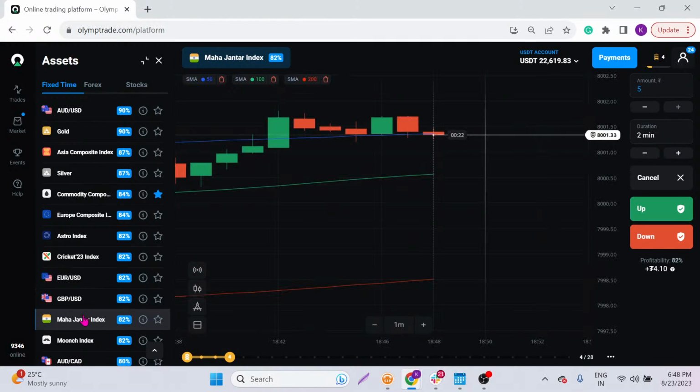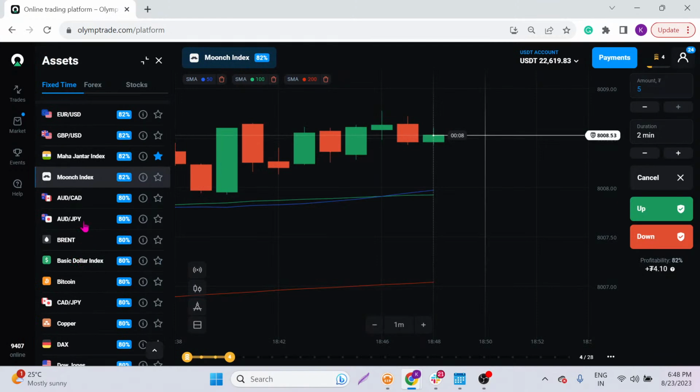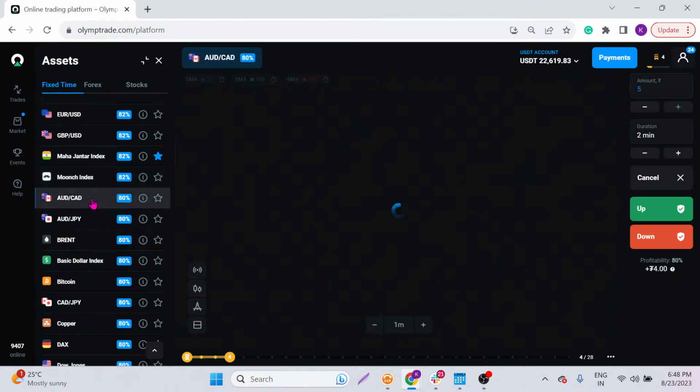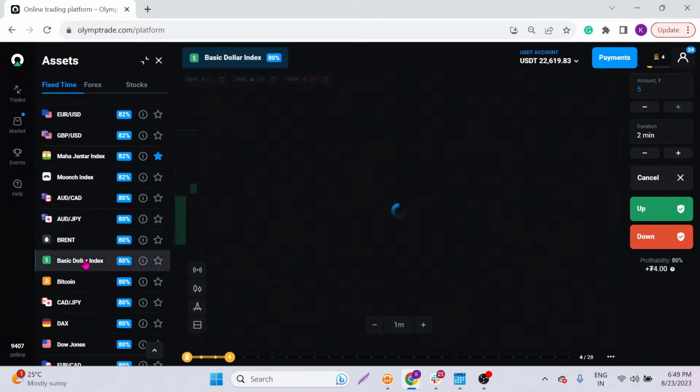I am not able to find very good signals, but if you are finding any signal, feel free to drop them. Okay, over here there is a crossover happening on SMA 50 and it is showing a downward trend, but let's see how that goes. We might come back to the Mahajantar index as well. Mooch index has no signal. Same with other assets, other currency pairs. Let's keep finding.